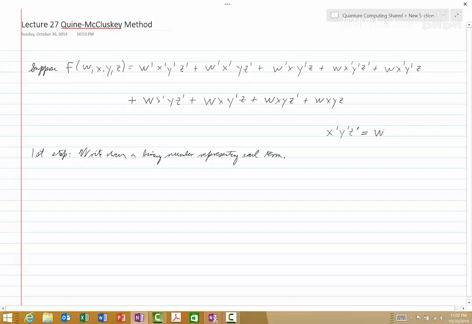What I mean by that is the following. One can be written as w or w prime. And of course, 1 ANDed with x prime y prime z prime is the same as x prime y prime z prime. So by ANDing this expression with w or w prime, I have not changed the value of it. And then when I multiply this out, I'll get w x prime y prime z prime, or w prime x prime y prime z prime. So this term, x prime y prime z prime, is actually equal to the sum of these two terms.